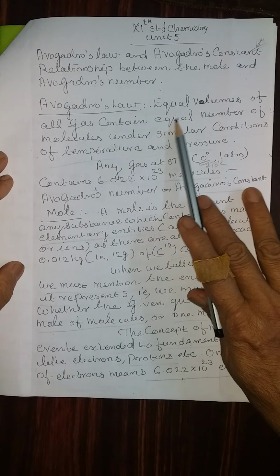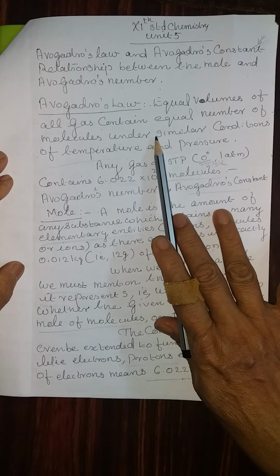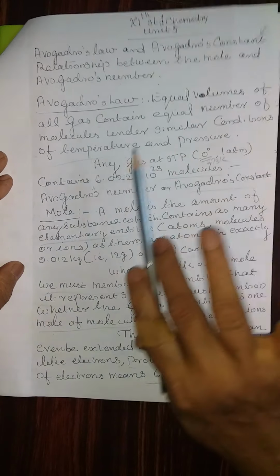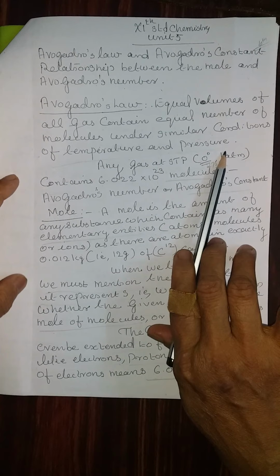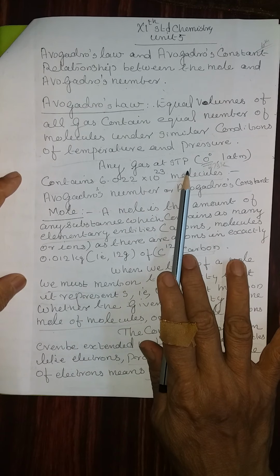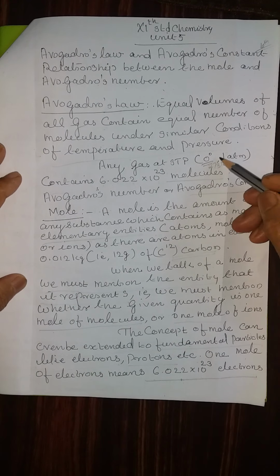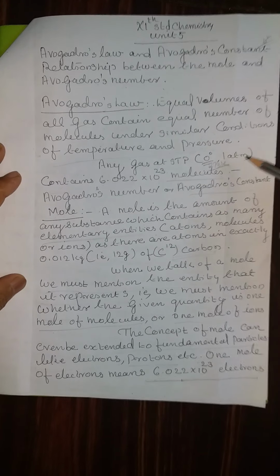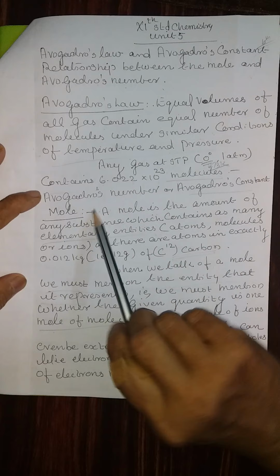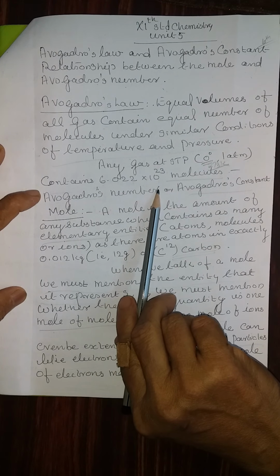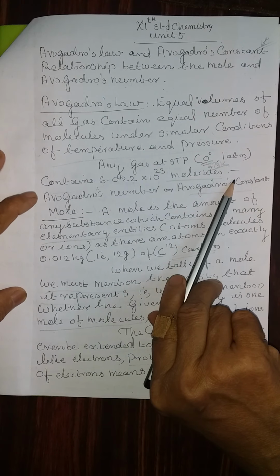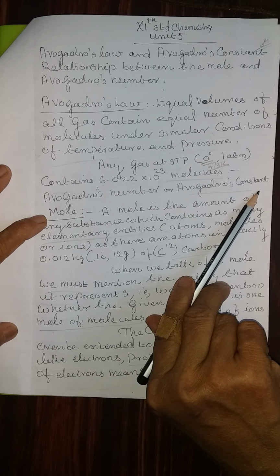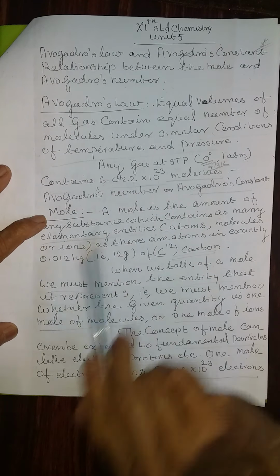Avogadro's law: equal volumes of all gases contain equal number of molecules under similar conditions of temperature and pressure. Any gas at STP, that is 0 degree centigrade or 273 Kelvin, 1 atmosphere, contains 6.022 × 10^23 molecules. Avogadro number or Avogadro's constant is this number.